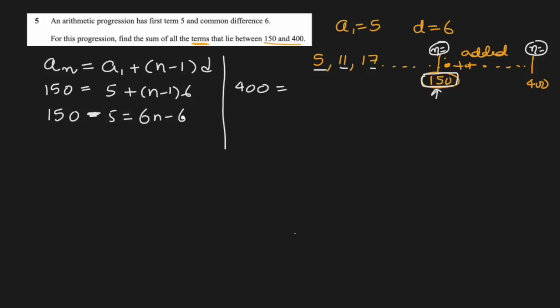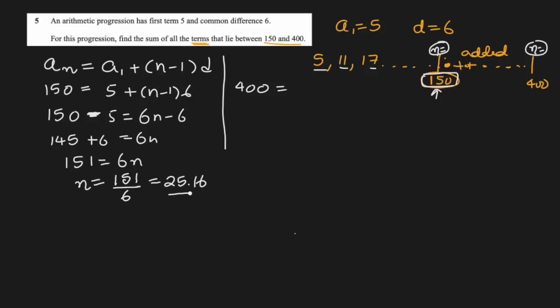When I open this, 6 also goes the other side. 145 is what we get here, plus 6 equal to 6n. 151 equal to 6n. So n comes out to be 151 over 6, which is 25 point something, because 6 times 25 is 150 and point something, maybe 16. Okay, so we know that the 26th term, 25.16, is this term 150, which is not actually a term. So 26 will be the next one.